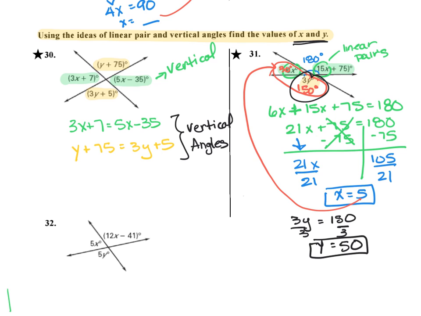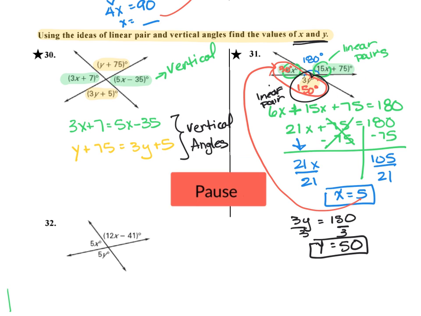I just wanted to point out that in question 30, we have vertical angles, and in question 31, we have linear pairs. So in question 30, we used equal in our equations, and in question 31, we did addition and equal to 180. So pay attention, you have two different kinds there.